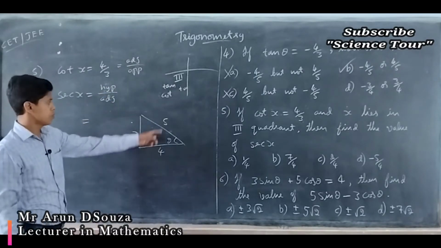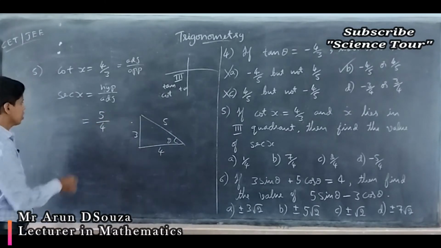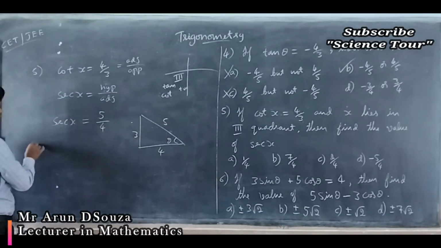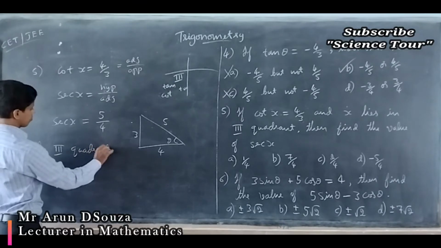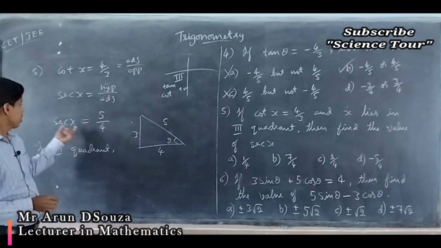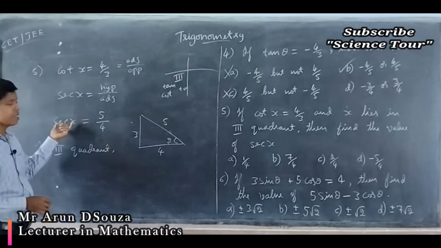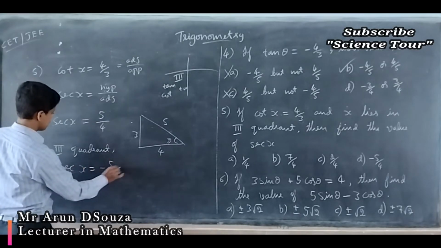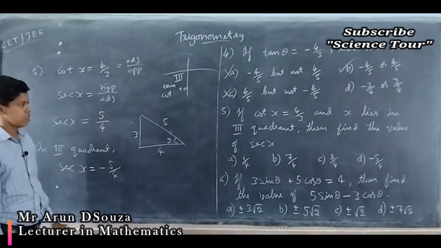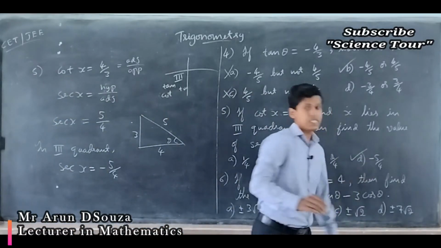So what is the hypotenuse? 5 by 4. Now we are talking about the fourth quadrant, correct? So in the third quadrant, I'm sorry. In the third quadrant, what about secant? Tan and cot are positive, therefore secant will be negative. Therefore secant is minus 5 by 4, and that's the answer. So which option is the right choice? Option D, minus 5 by 4.